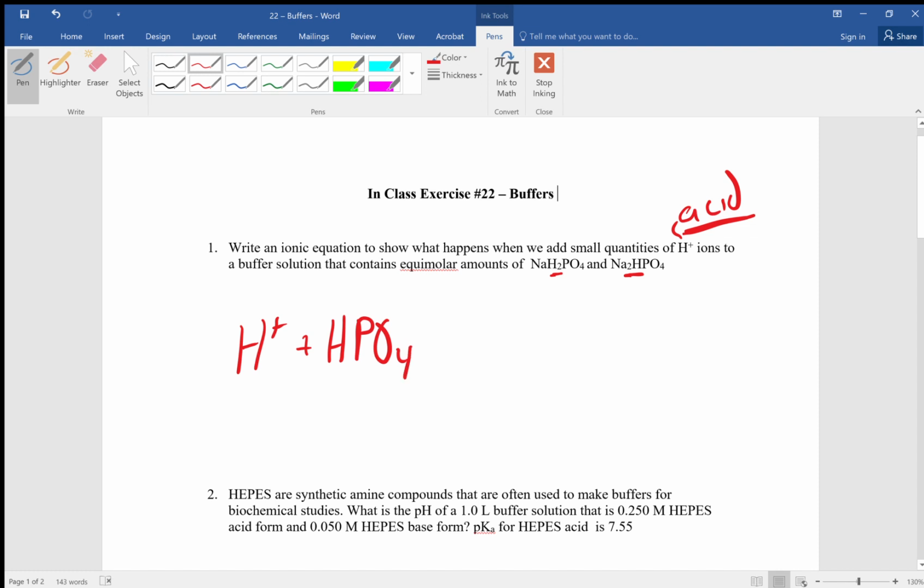What's the charge on HPO4? Well, given that it's offset by 2 sodium ions, and as long as we recall that sodium has a +1 charge, this is -2, and so the product would be the conjugate acid of HPO4 2-, or H2PO4-.